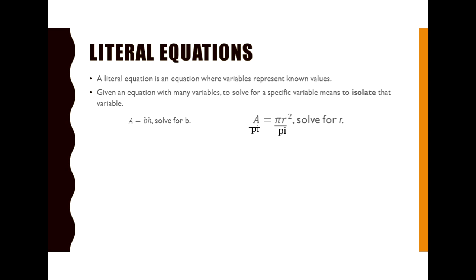Now the reason why I just divided both sides by pi is that the pi on the right side is going to disappear. Leaving me with A over pi equals r squared. But I'm not done yet. The question asked me to solve for r. I now have r squared. So what's the inverse operation of squaring something? It's going to be to square root. So I'm going to square root both sides.